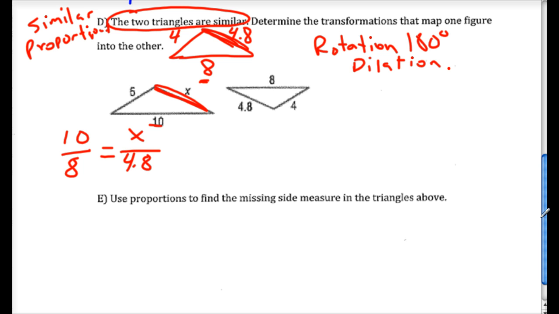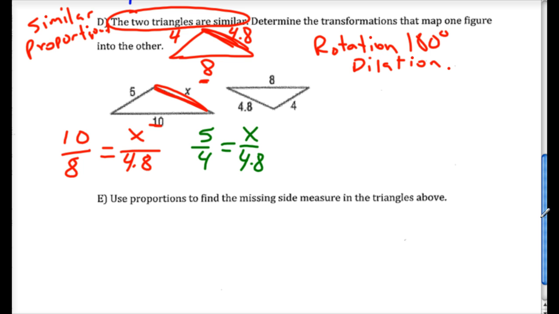Is that the only proportion that we can make out of this situation? No. Does anybody got another one? Connor, let's hear yours. 5 over 4 equals x over 4.8. Genius. Will that produce a different x value? No. You can watch it get the same. Has anybody got a different one? I wrote a different one.